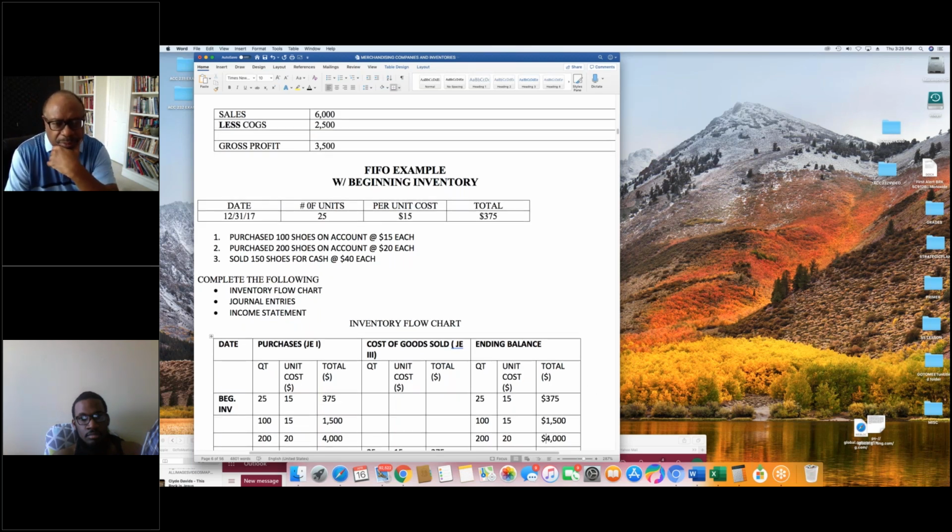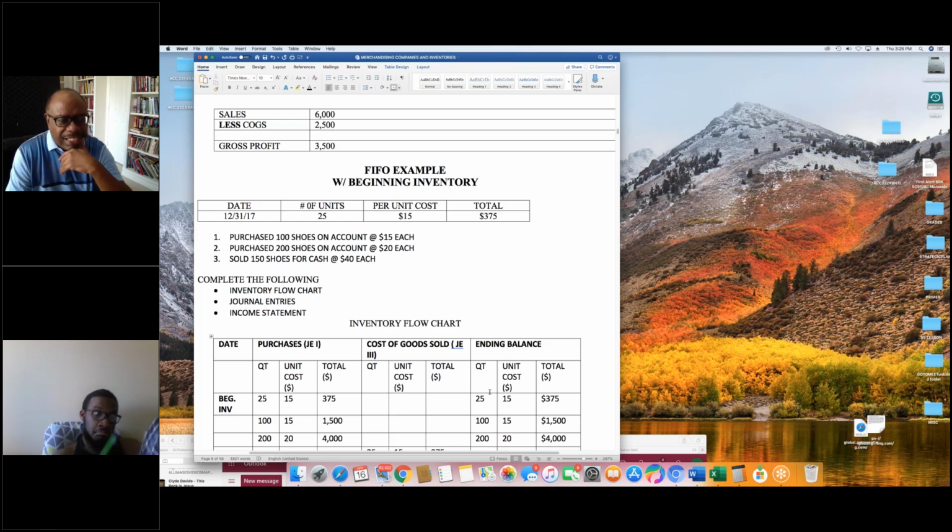So at this point, we got 25, 100, 200. So we have 325 pairs of shoes for sale. We got 325 shoes to sell. Yeah, we have 325 pairs in our shoe store. Okay. Add them up. 25 plus 100 plus 200. This is the quantity column.